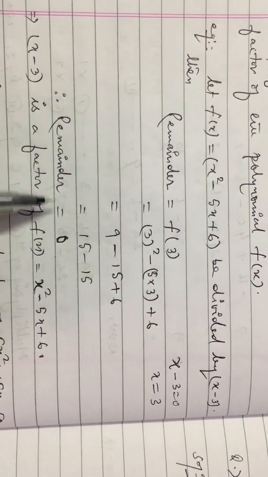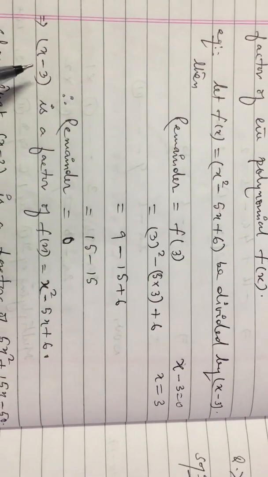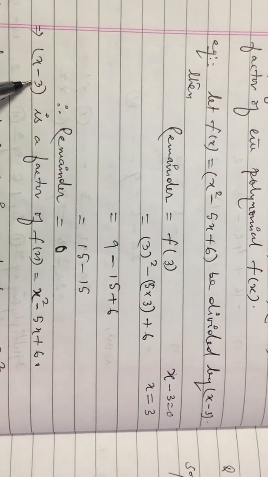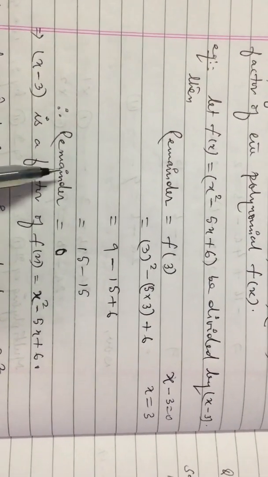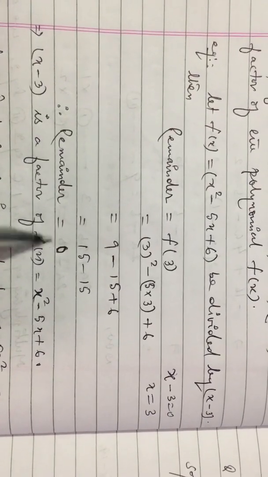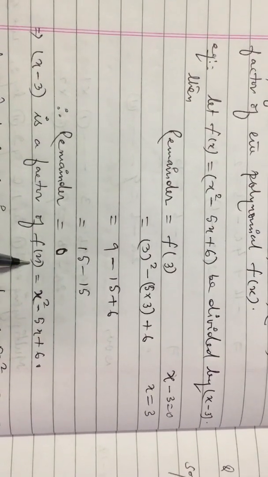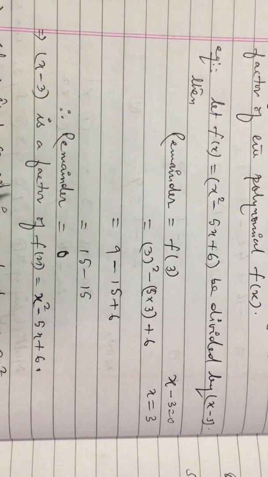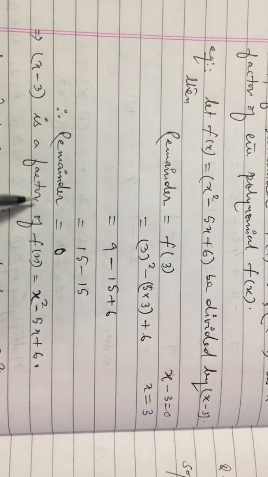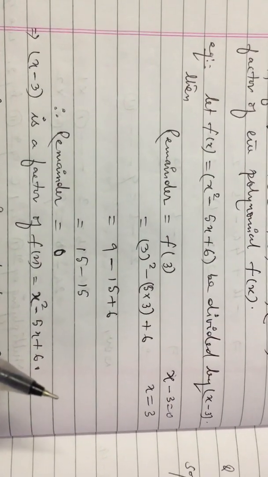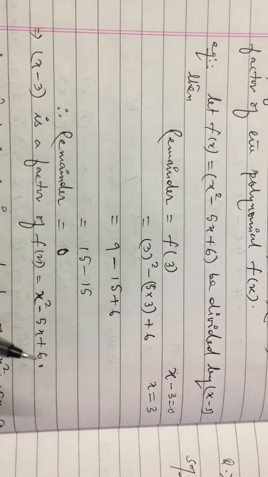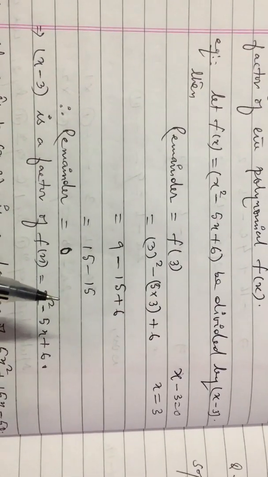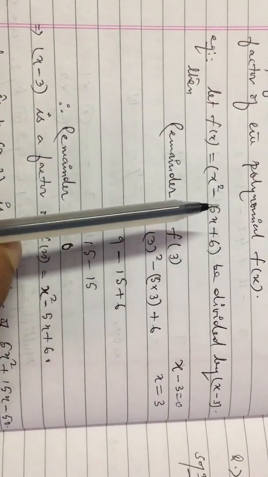So now the remainder is how much? 0. So this implies that x minus 3 is a factor of f(x). If the remainder is equal to 0, then x minus 3 is a factor of f(x). If the remainder is not equal to 0, we can write here that x minus 3 is not a factor of f(x). So by using the factor theorem, we can determine whether this is a factor or not.